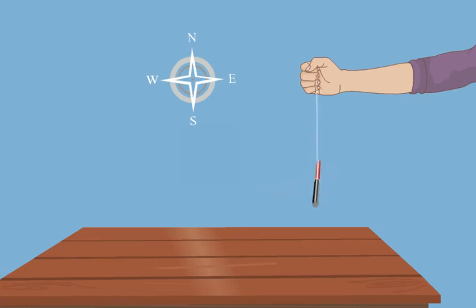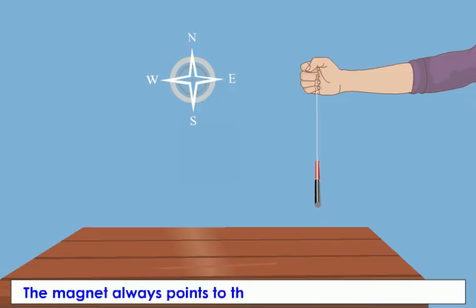What do you observe again? You will find that the magnet always points to the same, that is, north-south direction.